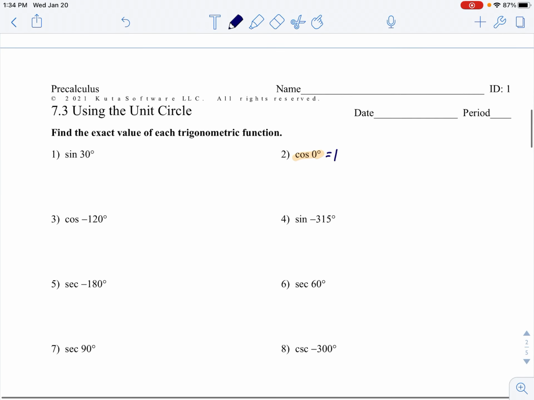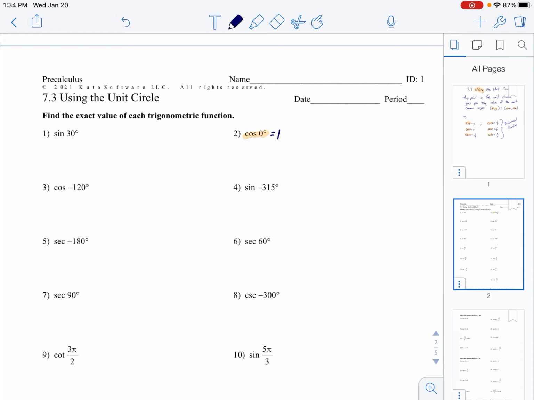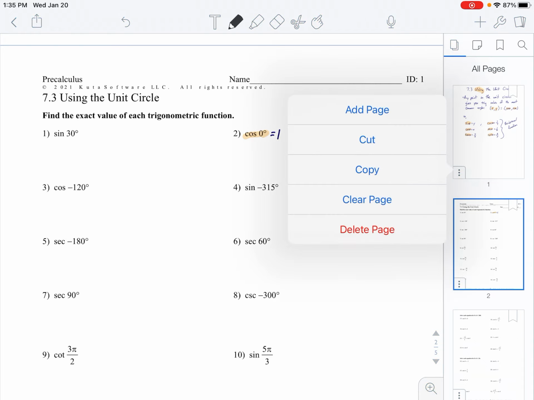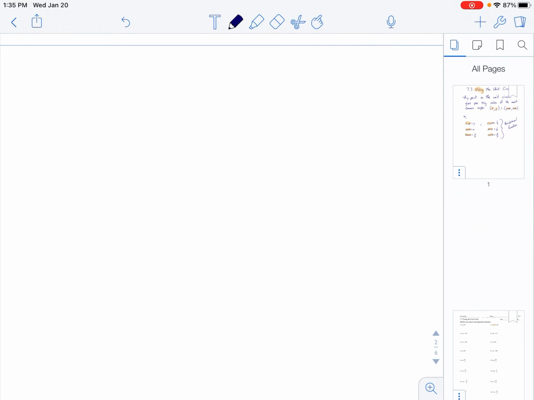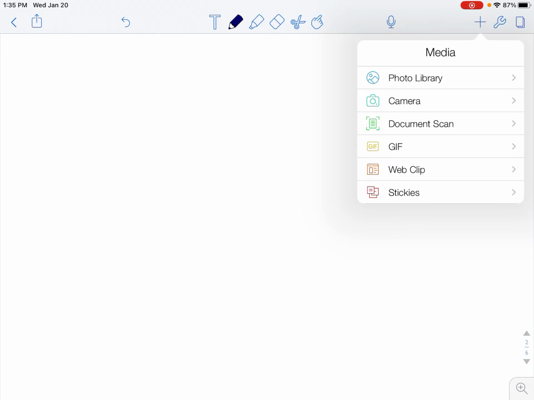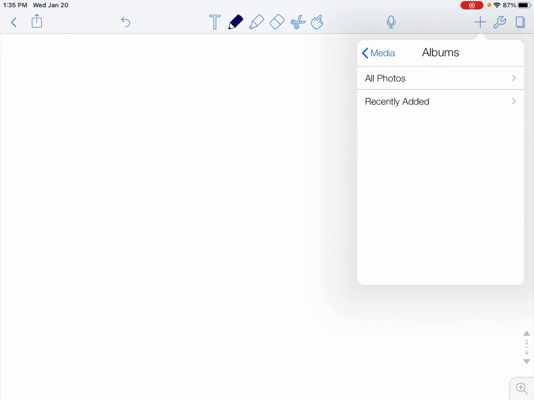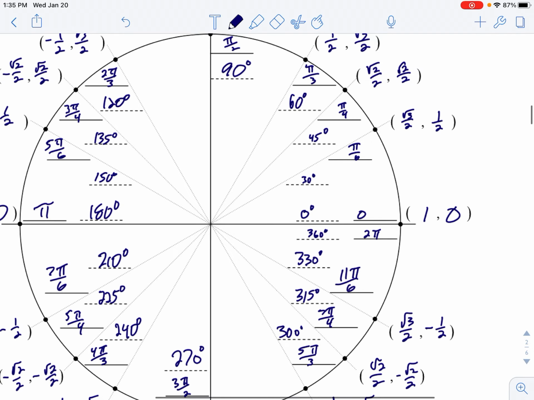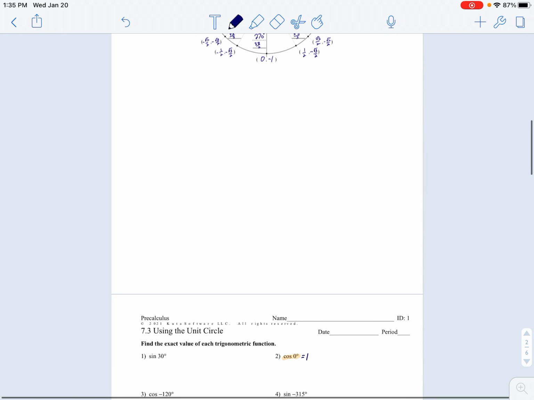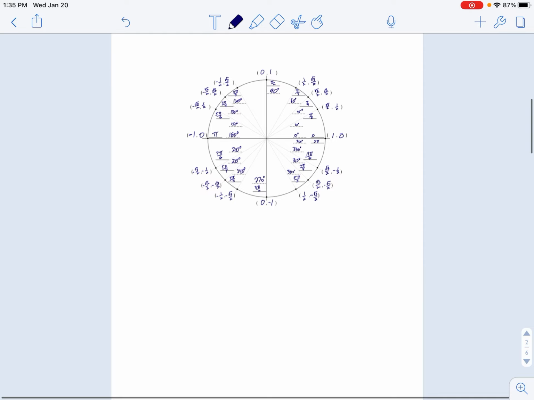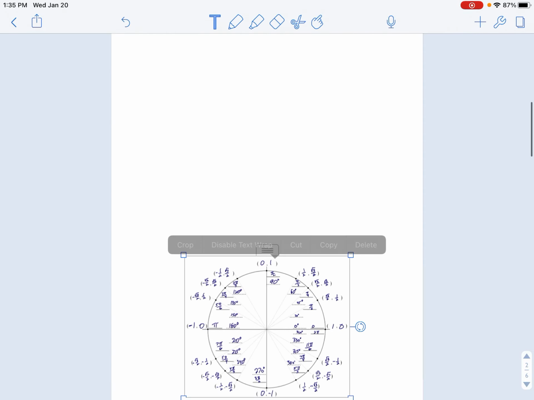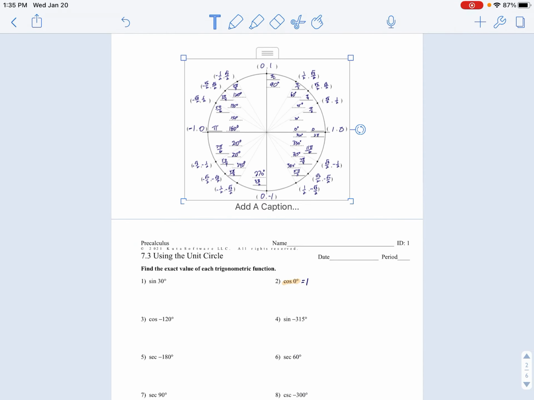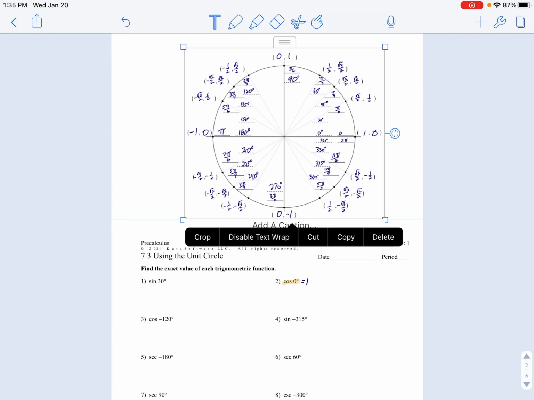Let me do something a little bit different here just to make the homework go a little bit easier. Something I can do with Notability is add a page, and then on this page, hit the plus sign. I can go to the photo library, recently added photo, and get that, and there it is. So now I can write on it. I just have to scroll up and down. Let me move it down a little bit and enlarge it a little bit.